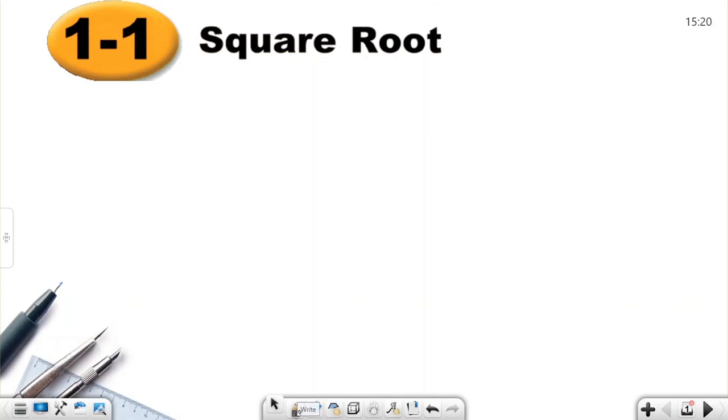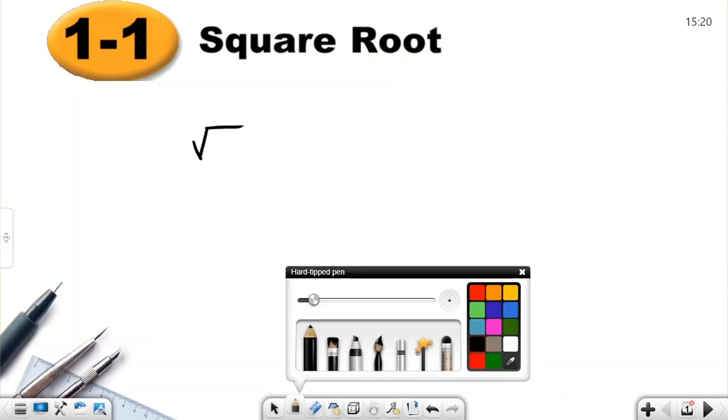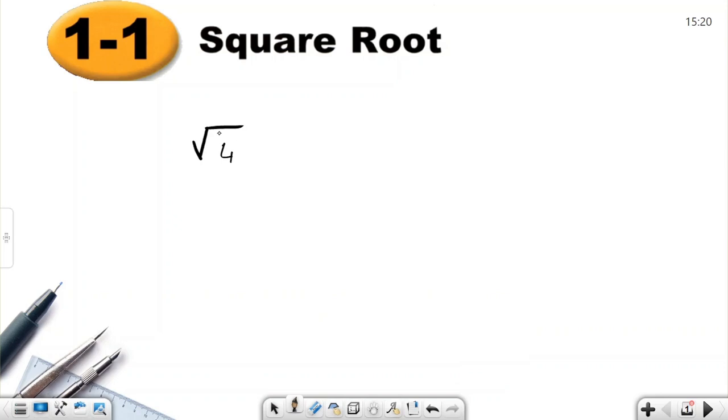This video will be about square roots. I'm not going to tell you what a square root is. We all know there is a radical sign, and when you write a number inside that sign, such as 4, it means calculate the square root of 4. The square root of 4 is 2.